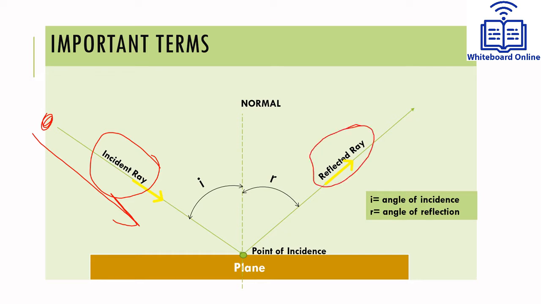Now the same incident light ray, when it gets reflected from the surface, forms the reflected light ray. It is known as reflected light ray. Now let us understand what is point of incidence. The point on the surface where the incident light ray falls. Initially, where the incident light ray would fall, that point is known as the point of incidence.